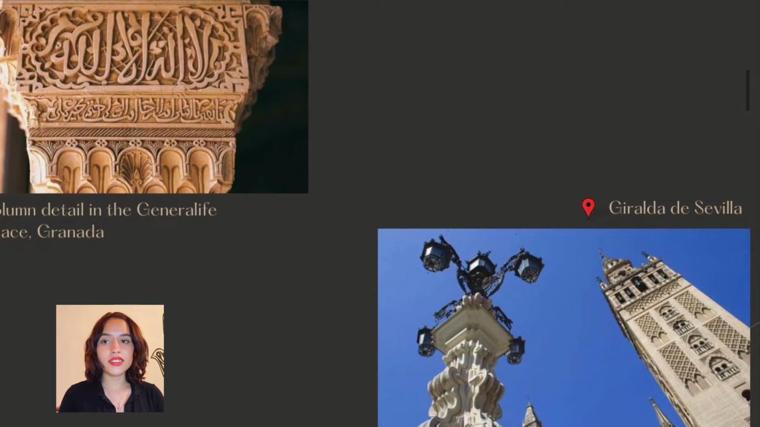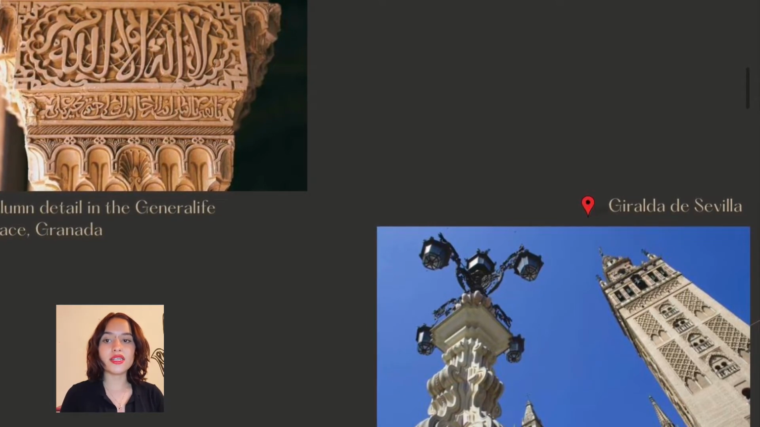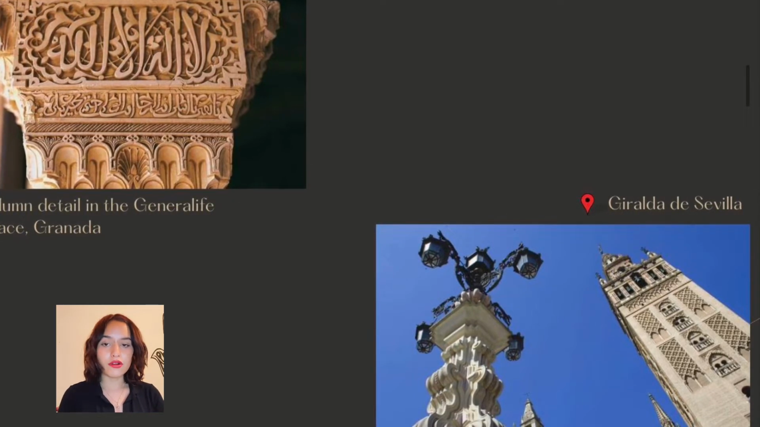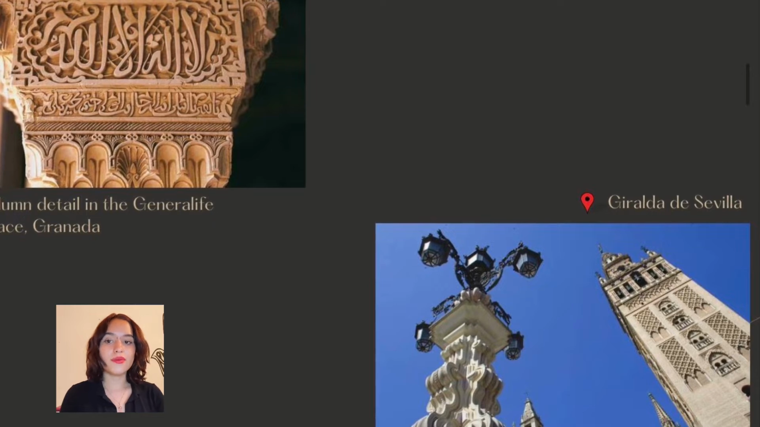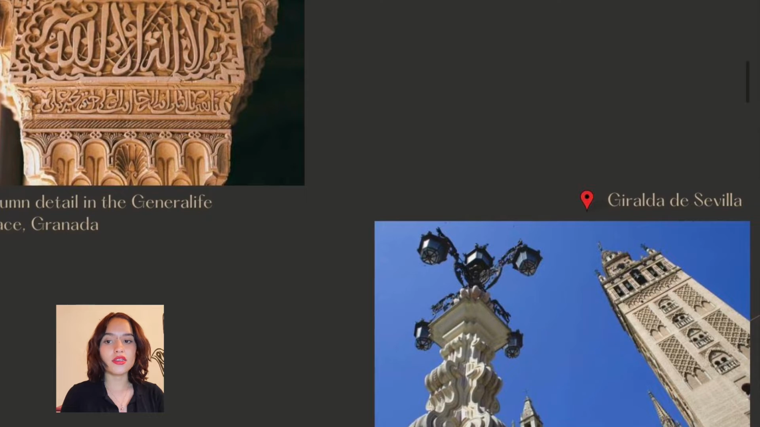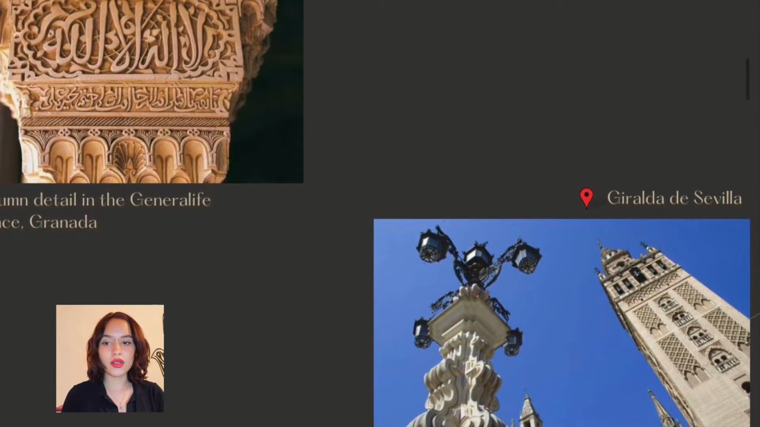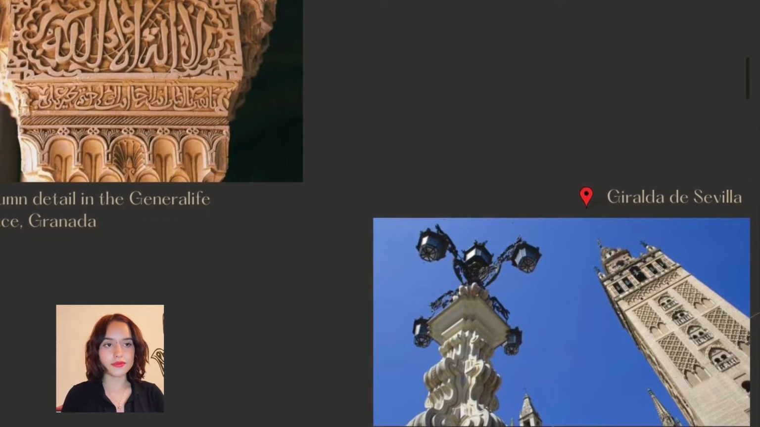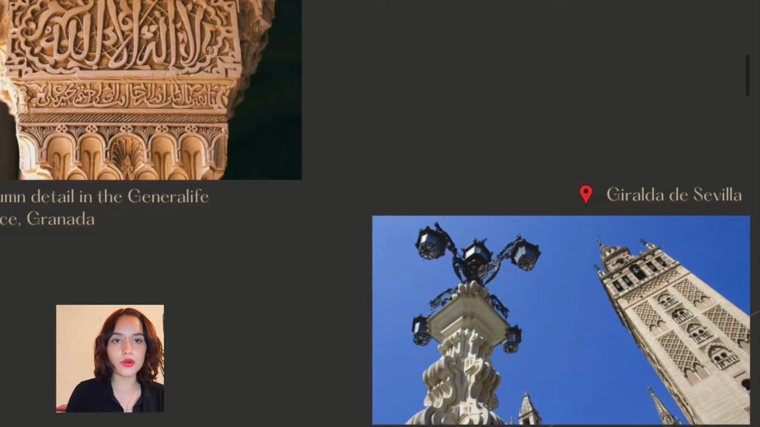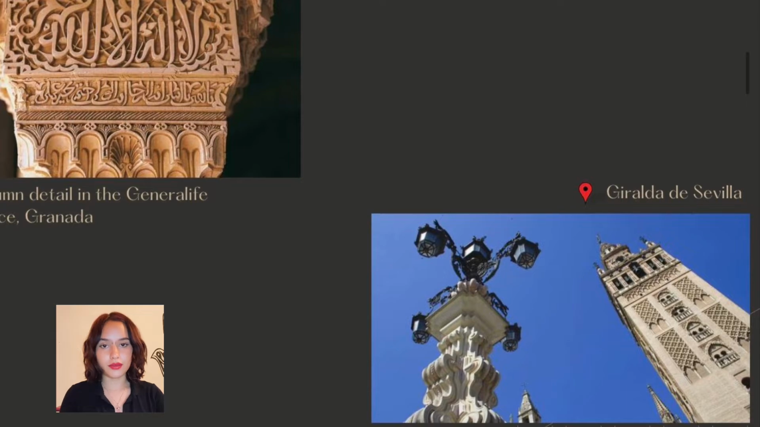However, the influence it exerted extended to practically the entire territory of what is now Spain, and to all areas of society, from language to customs, from music to the arts and thought. The horseshoe arch and the non-figurative decoration are two of its most relevant architectural and sculptural elements. Here we have the Giralda of Sevilla and a column detail of the Generalife palace of Granada.